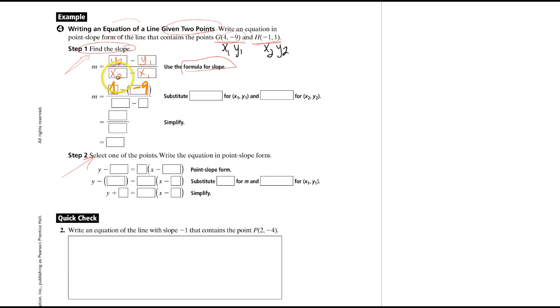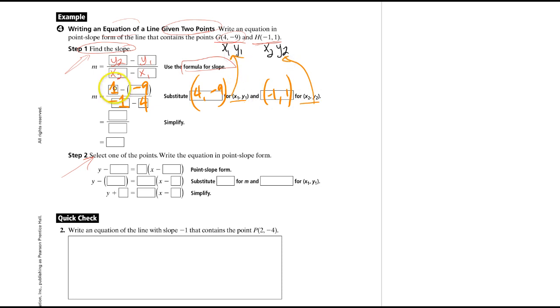Oh, and let me keep going. Now underneath the 1, I'm going to put the x2. That was -1 right here. And then the x1. That's just substituting into my formula. And that was 4. So I've substituted the 4, -9 for x1, y1, and substituted the -1, 1 for x2, y2. Yep, just like we said.